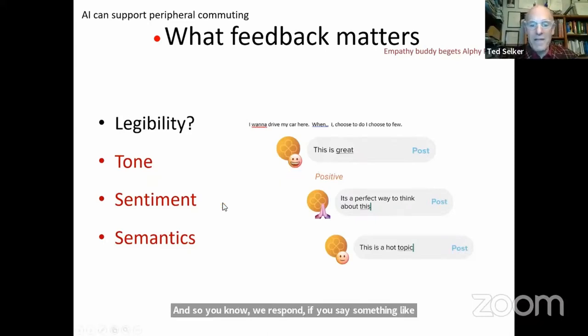And so we respond if you say something like, "This is great." It's a smiley thing. If we say it's a perfect way to think about this, that's noticing that it's deferential, that you're saying something nice about the way people are talking about that. And the semantics are important. Is this a hot topic? In some situations it gives a smile, a mild positive thing, because there's not really any feedback that will make it better in our view.